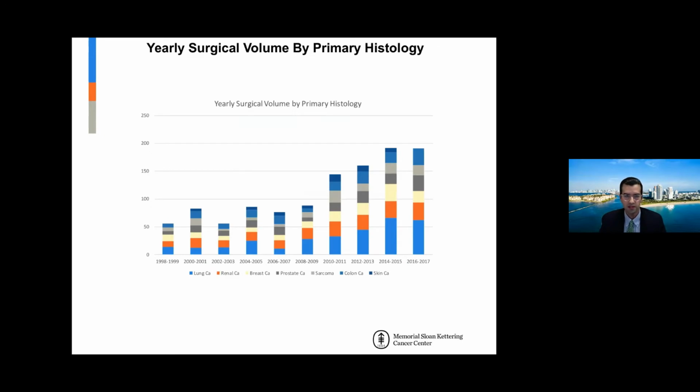When we analyze the distribution over time of the primary sites, you can see here in this graph that there's a large increase in 2010 with the arrival of a new surgeon. But when you look at the actual proportions of the primary sites that are most represented, there wasn't a large change over time, except for lung cancer, which became more prevalent in the later time of the cohort.